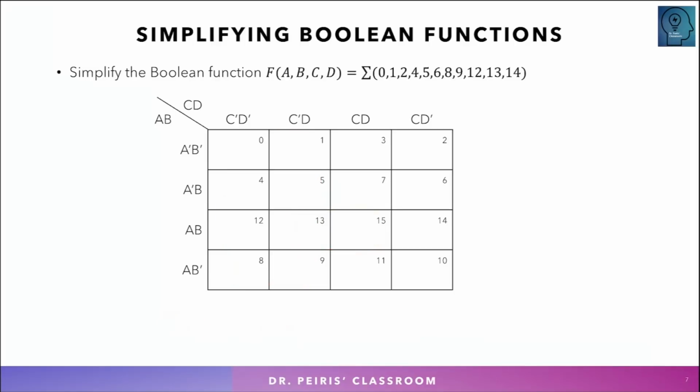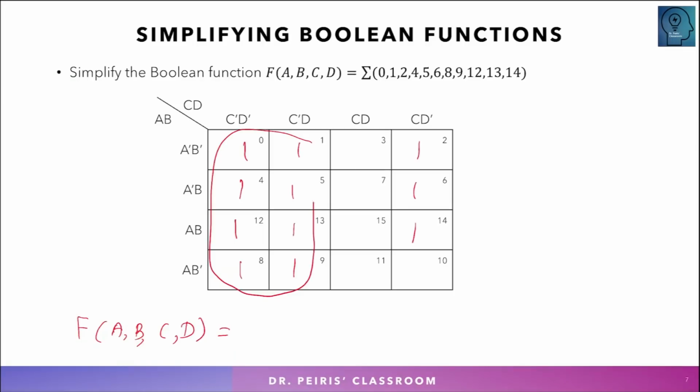Let's see another one. This one has lots of ones: 0, 1, 2, 4, 5, 6, 8, 9, 12, 13, 14. Now how do we do this one? So let me write down the function f of a, b, c, d. Now how do we group this? So again we're going to make that simple group. So this gives us a very large group, and the term corresponding to C prime is common on this side. Nothing is common on this side because it's all different.